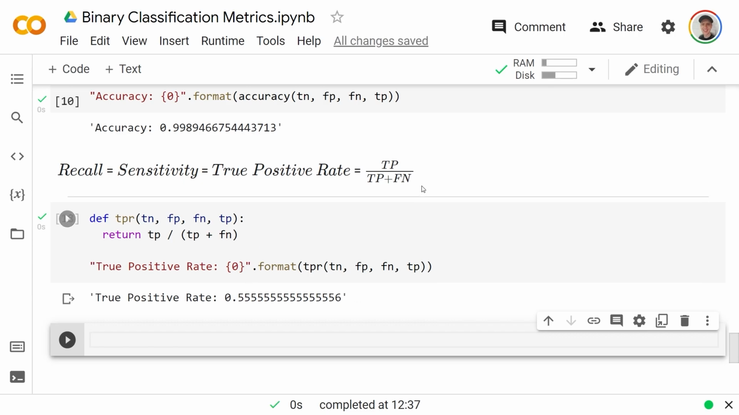That means that of all of the positive examples that were there, we incorrectly classified nearly half of them. Of all the positives, we only said 55% of them are actually predicted as positive, meaning the other 45% were false negatives. That is a big problem.